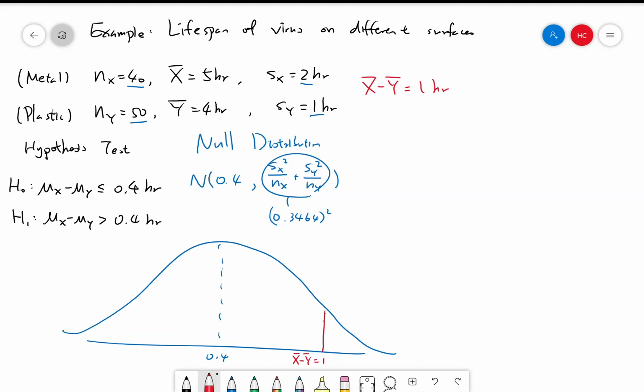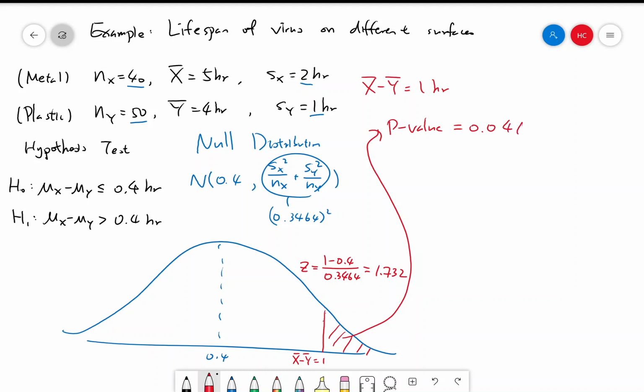So the p-value is the area of the tail here. To find the p-value, we need to first find the z-score of this number. So z is equal to 1 minus the mean divided by the standard deviation, which is equal to 1.732. Once we have found the z-score, we can use the table to find the p-value of the test. So the p-value of the test is equal to 0.0418, which is less than 0.05. So because the p-value is less than 0.05, we can reject H naught at 5% level.